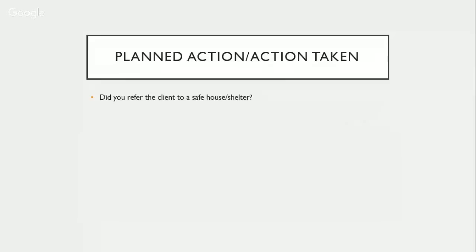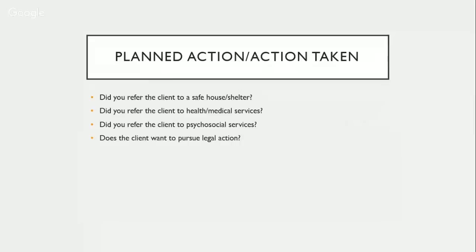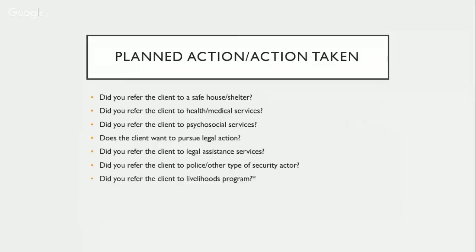Next, we have a series of questions asking about the referral pathway. This includes options for safe house, health medical, psychosocial, legal assistance, police, or livelihoods. In your setting, there may be one or two additional options, but these are the core options for the referral pathway.